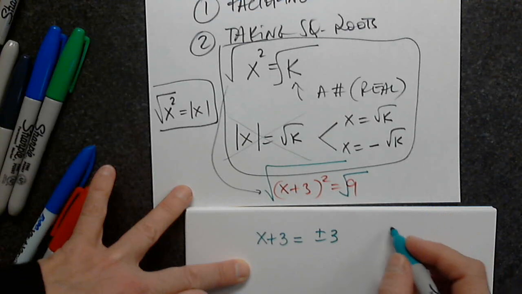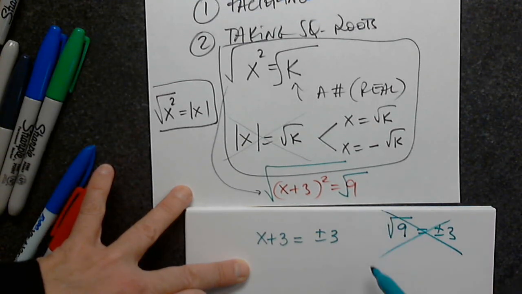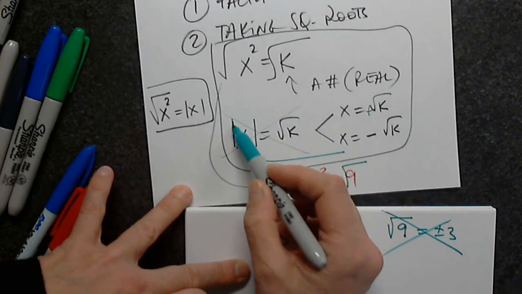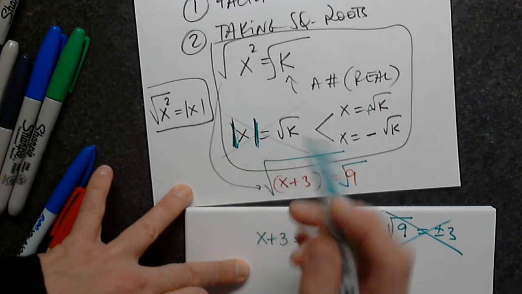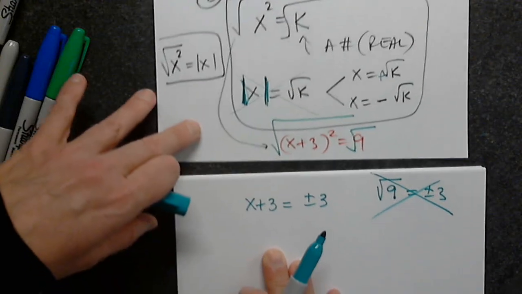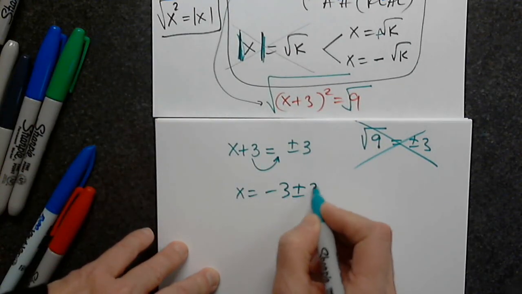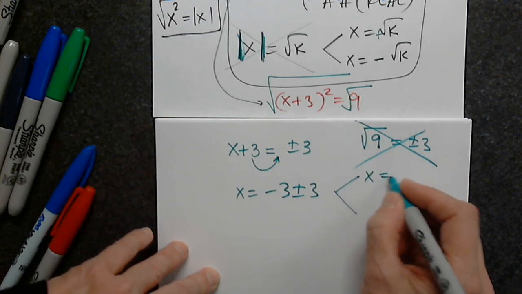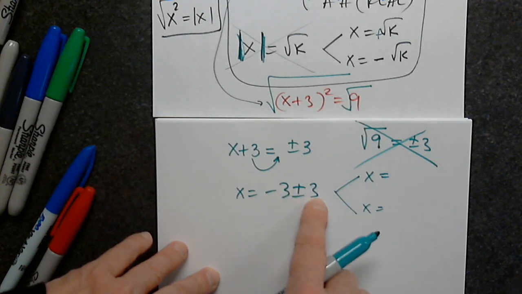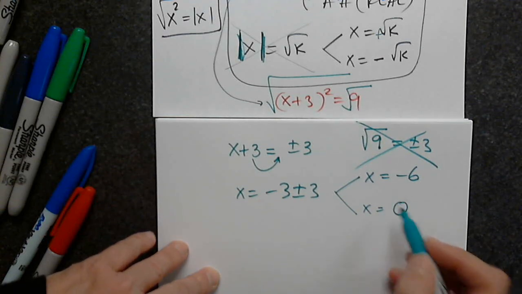But I don't want you to ever think that the square root of 9 is plus or minus 3. It's not. The plus and the minus come from this side, from the absolute value, not from the square root of 9. So I move 3 to the other side, and I do have to separate the solutions. One solution will be negative 3 minus 3, which is negative 6, and the other one negative 3 plus 3, which is 0.